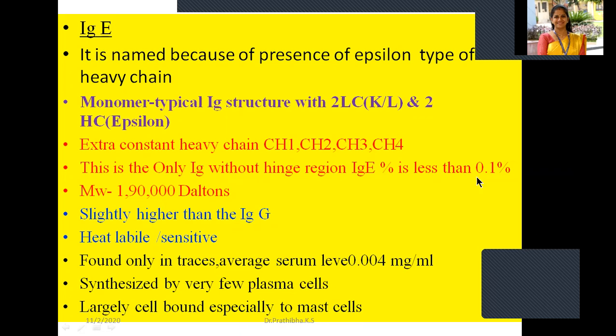IgE percentage is less than 0.1 percent. The molecular weight of IgE is 190 kilodaltons. The IgE molecule is slightly higher than the IgG immunoglobulin molecule because of the extra constant heavy chain domain. It is heat labile or heat sensitive, found only in traces, that is 0.1 percent. Average serum level is 0.004 mg per ml, and this IgE molecule is synthesized by very few plasma cells. IgE is largely cell bound, especially to mast cells.